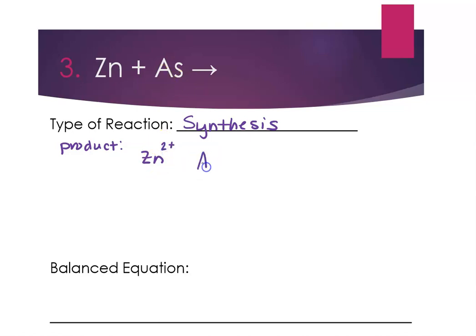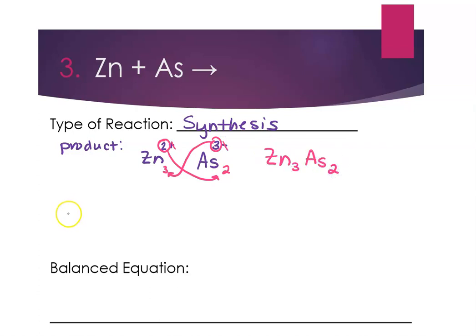And then As is arsenic. It's in group 15, and everything in group 15 has a 3- charge. So 2 and 3 do not cancel. So I move the 2 over, I move the 3 over, and then the pluses and the minuses go away. So I am left with Zn3As2.